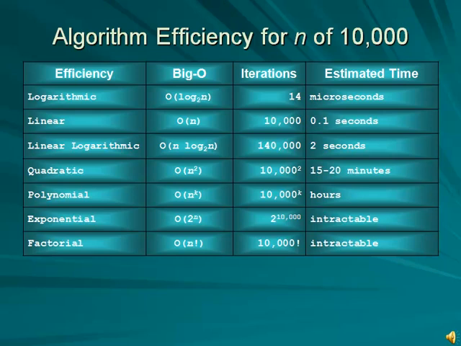Pretty impressive. When we move to linear, big O(n), then with a value of n of 10,000, we have 10,000 iterations. And when it executes on a fast computer, it's going to take maybe a tenth of a second. Then when we move to linear logarithmic, big O(n log n), 140,000 iterations, and the estimated time is 2 seconds, and so on. As the value of n grows, the difference between the logarithmic at one extreme and the factorial at the other extreme is quite dramatic.